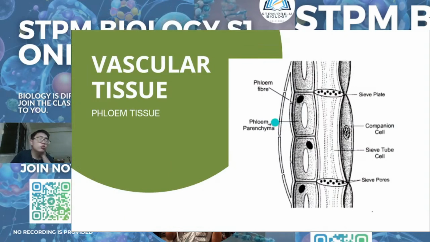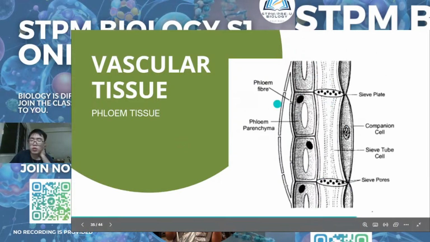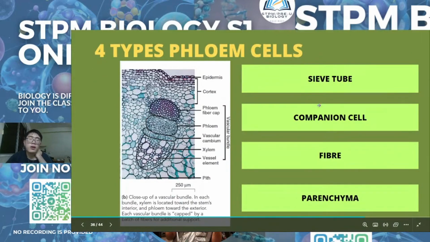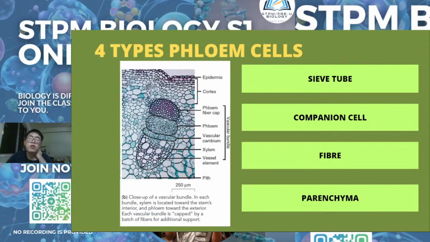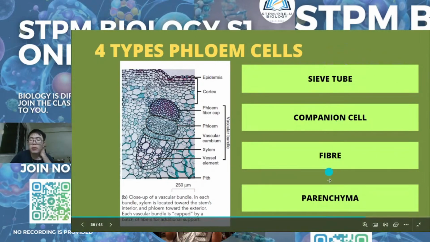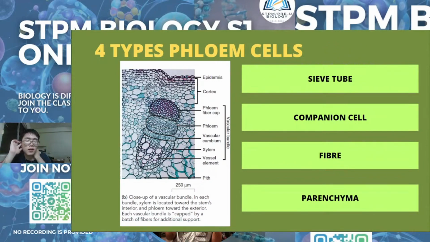Then next we go to the phloem tissue. So these are the structure. So this one also, in the exam it will come out with a structure like this. Okay, so phloem cells also contain 4 types of cells: sieve tube element, companion cell, fiber, and parenchyma. So fiber and parenchyma are the same as the xylem one. Just the main components are the sieve tube and companion cells.